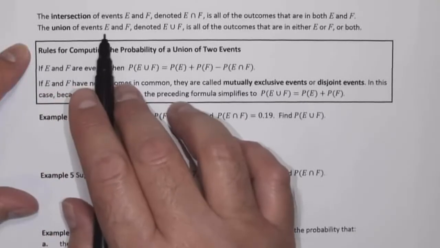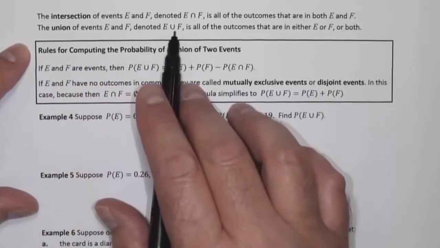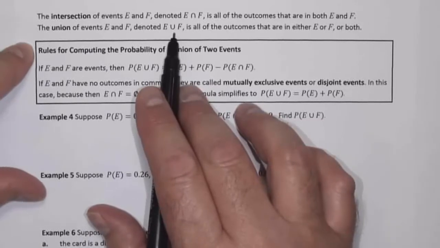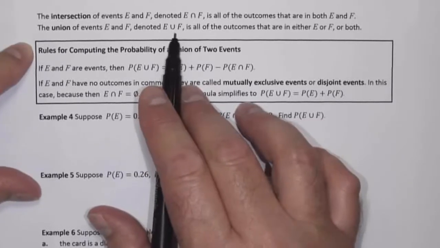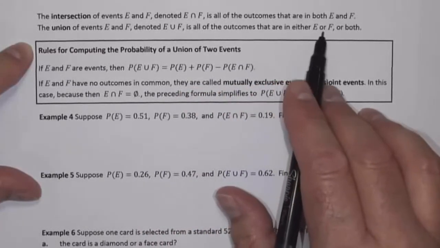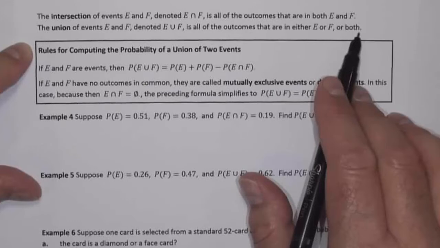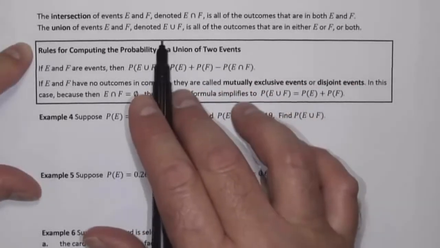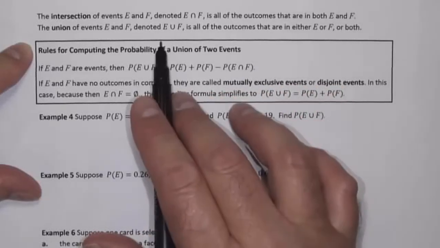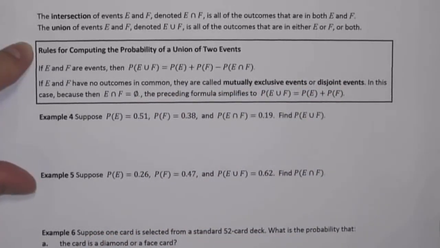The union of events E and F, denoted by E union F, and again we saw this notation when we worked with sets way back earlier in the semester, is all of the outcomes that are in either E or F or both. So if an outcome is in E or F or both, then that outcome will be in the union of E and F.